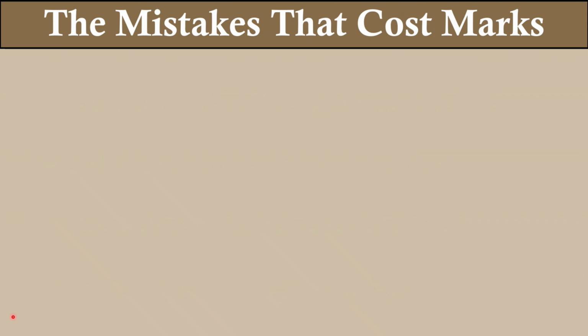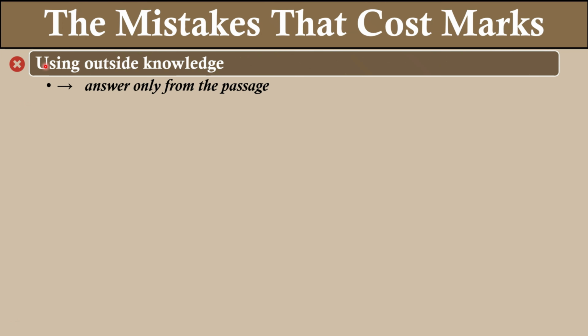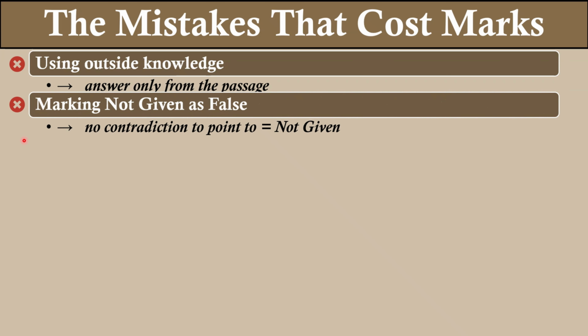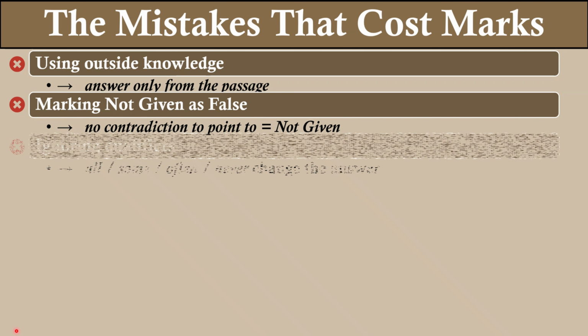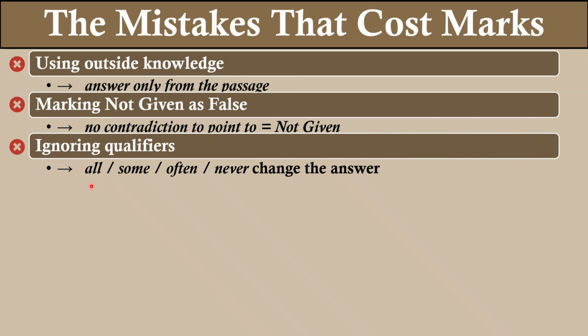Finally, let's look at the 6 mistakes that cost students the most marks. First, don't use outside knowledge. Always answer from what is written in the passage, even if you know that real-world facts are different. Second, don't mark a not given answer as false. If you cannot point to a direct contradiction in the text, the answer is not given. Third, don't ignore qualifiers. Small words like all, some, often, and never can completely change the answer.